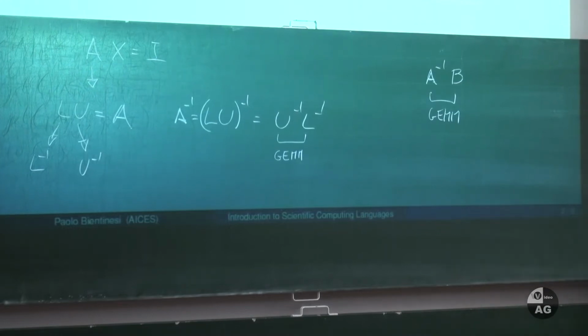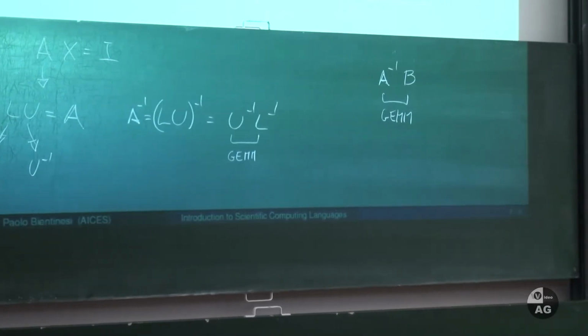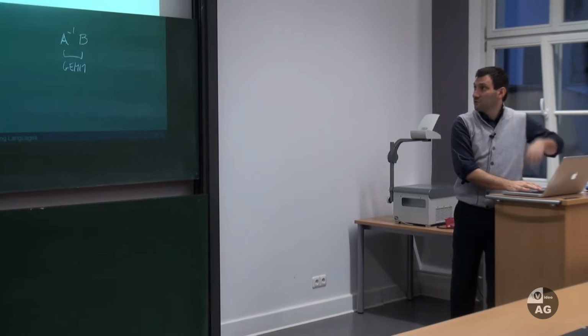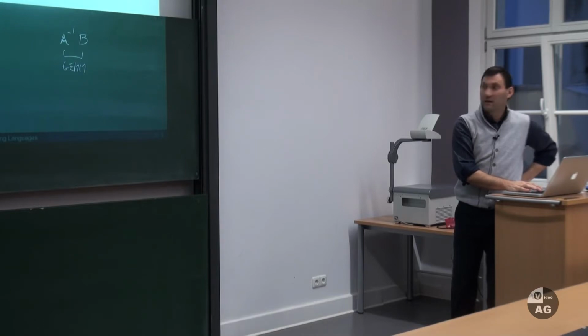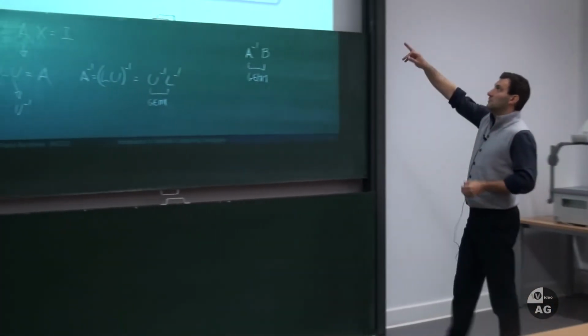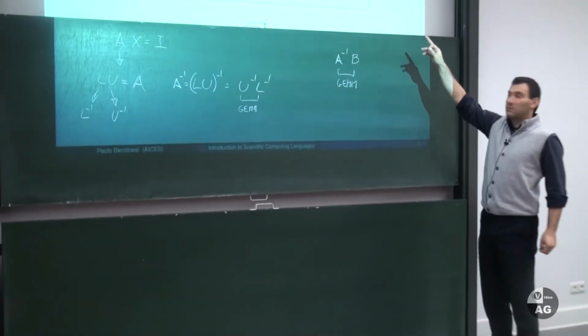In practice, what do I have to do? I have to compute an LU factorization. This is n cubed operations. I have to invert two triangular matrices. These are also n cubed operations. I have to multiply the two triangular matrices together, and I have to multiply the result of that with B. Okay, what is the cost of this other approach?